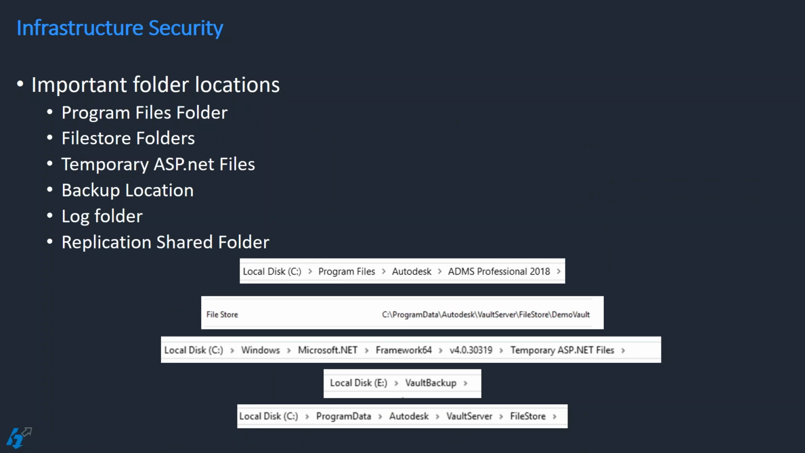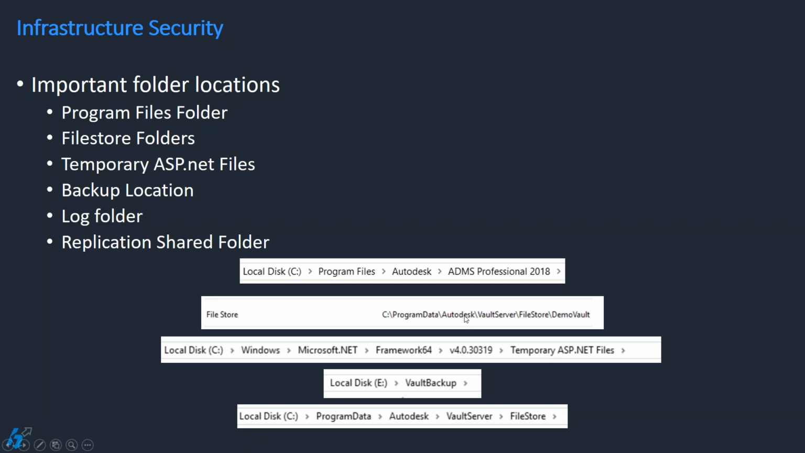I've talked about a few of these already, but just to summarize, the program files folder, this is where ultimately things like the web service files are stored, web.config, which the IIS needs. Your impersonation account is going to need to have full control over that so that it can make changes to web.config, for example. Any file store folders, you're going to need to make sure they have access to. And like I said, the temporary ASP.NET files folder. And this is the same location on every Vault server.